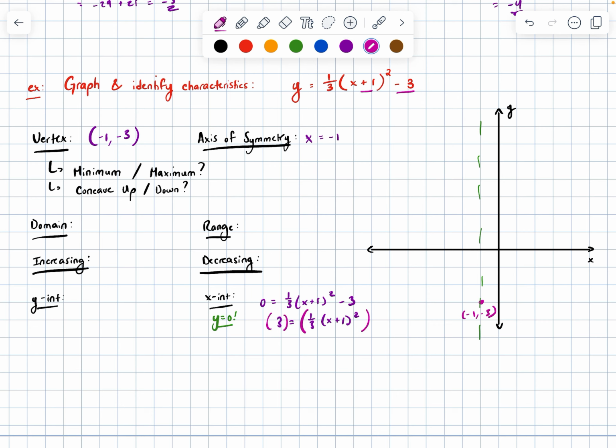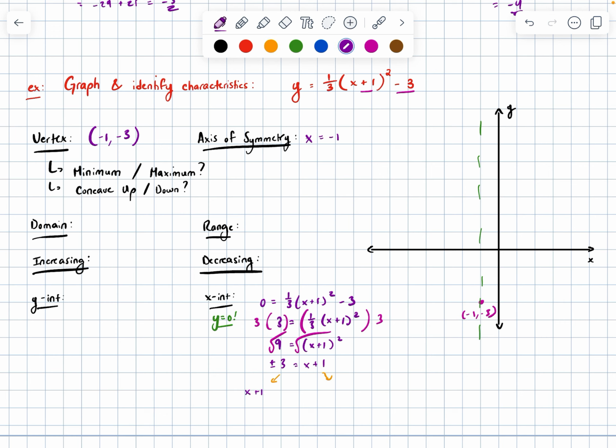Now to get rid of 1/3, I will actually show this. 1/3 multiplication is the same as division by 3. So let's multiply both sides by 3 to get rid of that 1/3. 3 times 3 is 9, and then I'm left with that x plus 1 squared on the right. To get rid of my square, I'll take the square root of both sides to reveal that plus or minus 3 is equal to x plus 1.